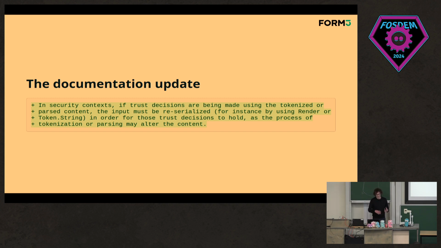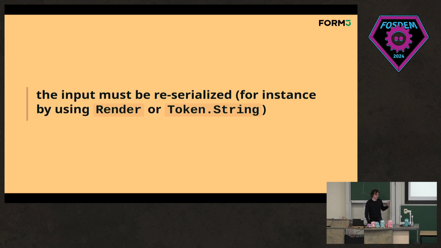And they say that in a security context, if trust decisions are being made, the input must be reserialized, for instance, using render or token string. So what they are saying is that instead of doing an isSafe function that returns a Boolean, you should actually transform the input and construct it in a way that you basically sanitize it, transform the string. There are two ways to do this. One is to use the token.string function, which when you loop over the tokens, you can reconstruct the input, or render when you use the parser.